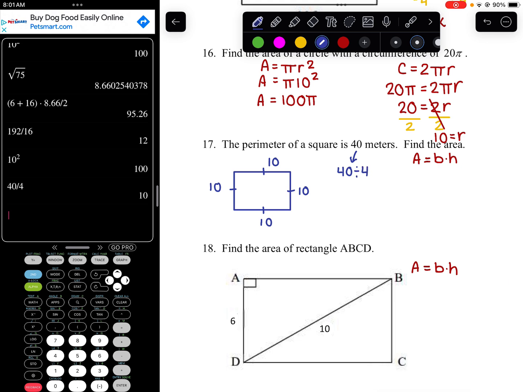Again, that came from taking a total of 40 and splitting it up or dividing it into 4 equal sides. Now we can plug this into our area formula. Area of a square is given by base times height. The base of your square we now know is 10, and the height of our square we now know is 10. 100.